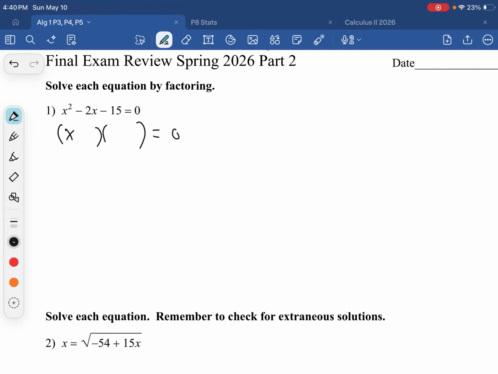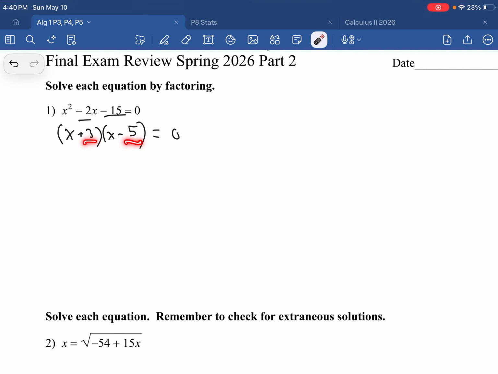I'll have x, and if it's two numbers that multiply to negative 15 that have a sum of negative 2, so I know there has to be a positive and a negative here. And because their sum is negative, I would need the larger number to be negative and the smaller number to be positive. So x plus 3 times x minus 5. Two numbers that multiply to negative 15, and negative 5 plus 3 is equal to negative 2.